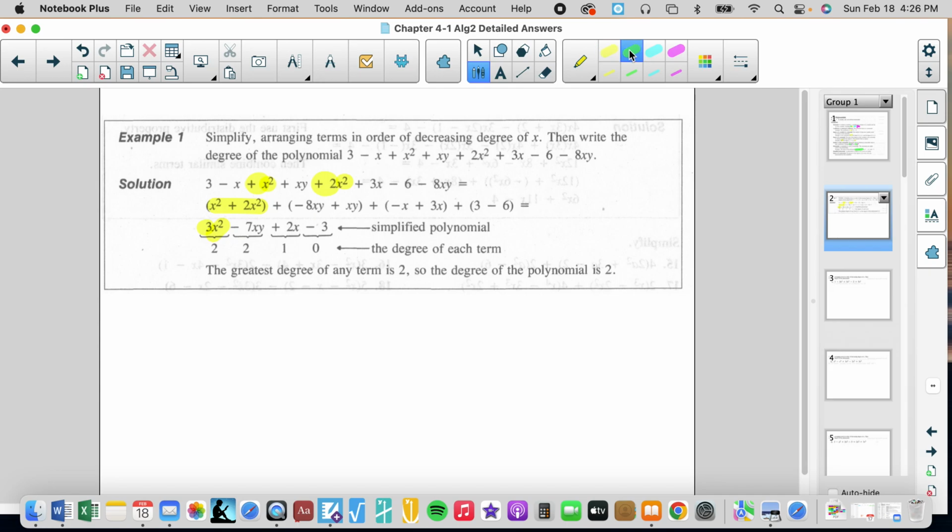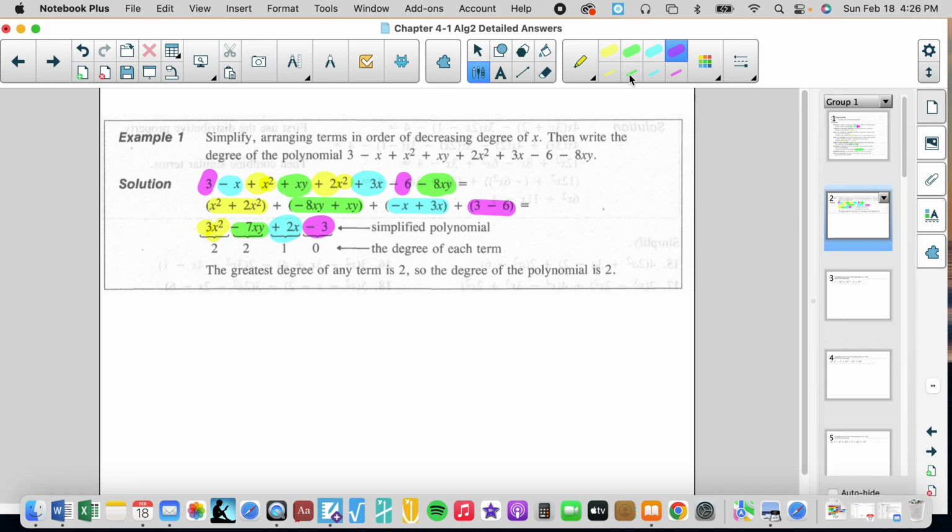And then we have xy. So that's x to the first, y. And then we have -8 x to the first, y. So we would combine those coefficients. -8 and +1 makes -7. Next group is going to be -x and +3x. So -1 and +3 makes +2x. And then we have our constants, -6 and 3, and that makes -3.